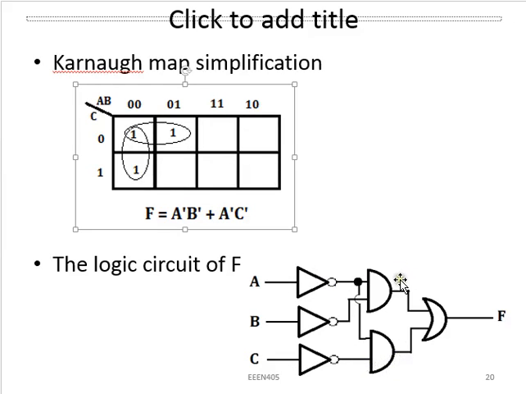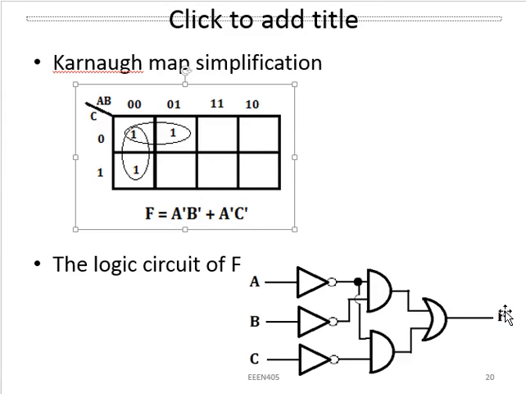Now, after I produce A prime, B prime, and A prime, C prime, I will look at the operation between them, which is a plus. So I use an OR gate, and finally my output. This is how to solve this problem.